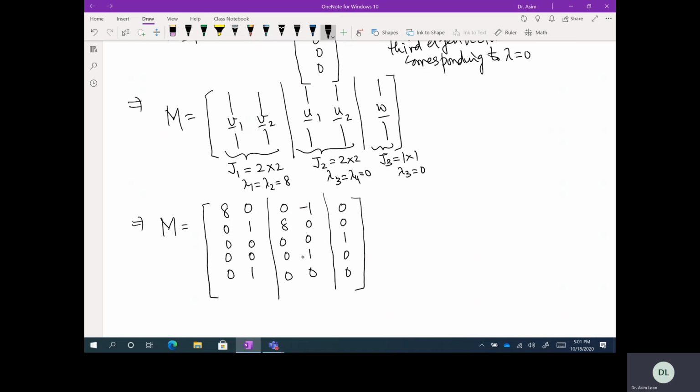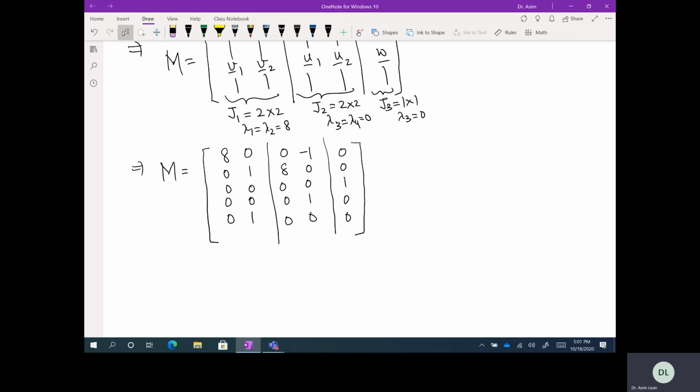Obviously, I am not going to find the inverse of this thing, but since M inverse A M equals J, what I'm going to do is multiply M here, and multiply M here, and I'm going to show AM equals MJ.